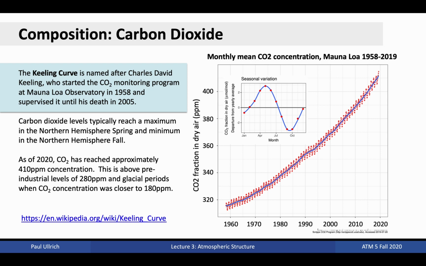Carbon dioxide levels typically reach a maximum in the northern hemisphere spring and a minimum in the northern hemisphere fall. This is because of vegetation growth and die-off that occurs seasonally. As of 2020, carbon dioxide levels have reached approximately 410 parts per million above pre-industrial levels of 280 parts per million. During glacial periods, when ice sheets covered much of North America, these carbon dioxide levels were much closer to 180 parts per million.